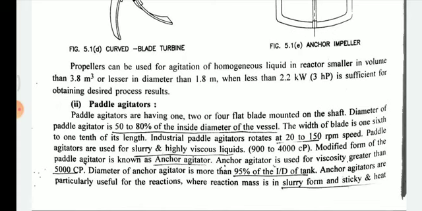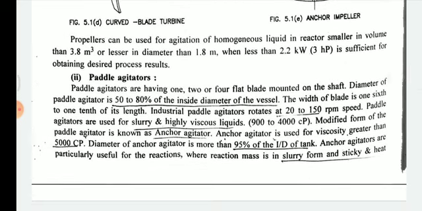The diameter of the anchor agitator is more than 95% of the inside diameter of the tank. For example, if the diameter of the vessel is 1 meter, then the diameter of the paddle inside the tank will be 0.95 meter. So approximately more than 95% is required for the diameter.